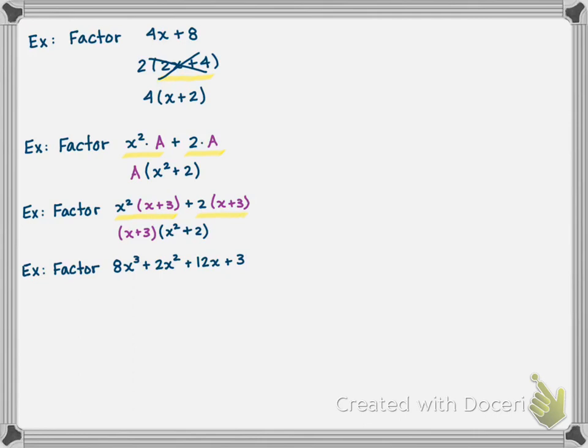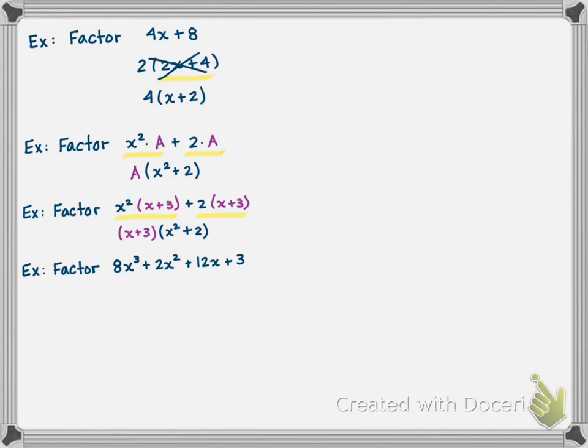Is that in descending order? Yes, it is, because it goes 3, 2, 1, 0. And then is my first term positive? Do I have a GCF I can factor out? I don't, right? 8, 2, 12, and 3 don't have any common factors. And one of my terms doesn't have a factor of x, so I can't pull a variable out of all of them. And so I move on to step 2.